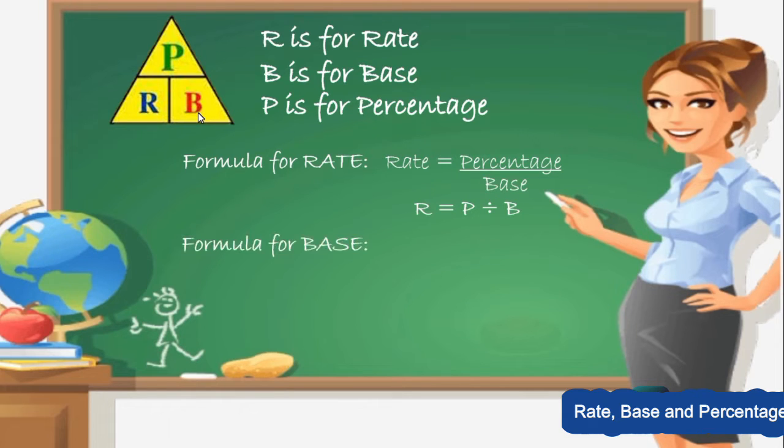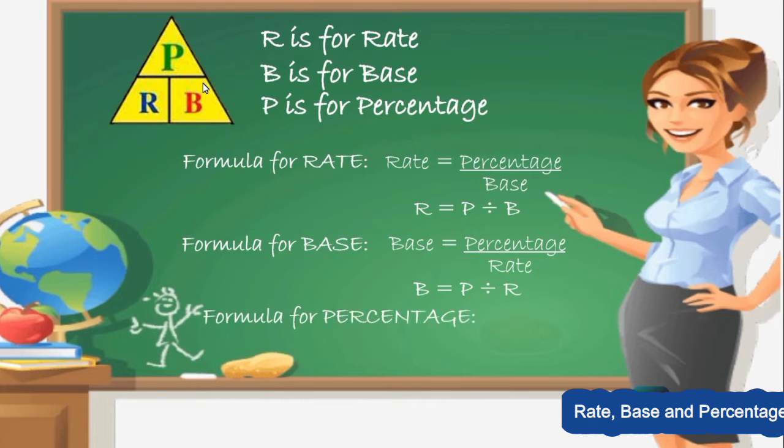How about the formula for base? This is the base. Same with the rate. So, B is equal to P divided by rate, or base is equal to percentage divided by rate. See it. B is equal to P divided by R.